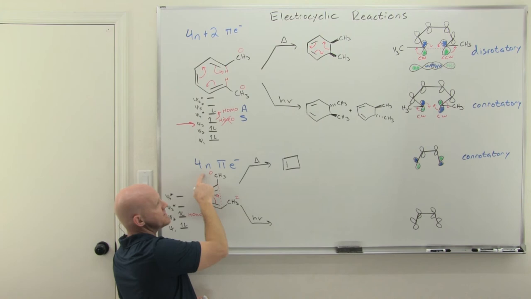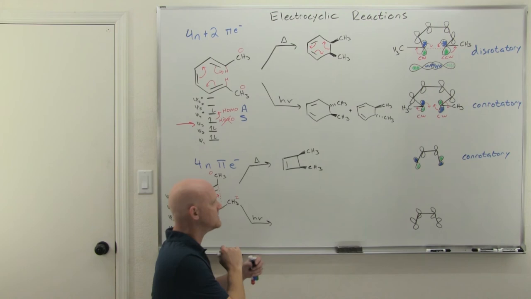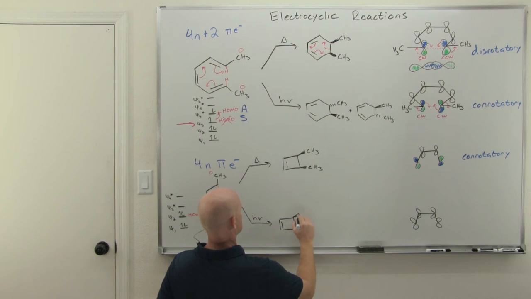Whether we make that both wedges or both dashes does not matter. It's a meso compound, so instead of drawing two products, it's just the one meso compound, whether you made them wedges or dashes. So you could predict that right off the bat. And if you do it under photochemical conditions, then it should be the opposite of that, and these should end up trans. This is not a meso compound, so you're going to get a pair of enantiomers.